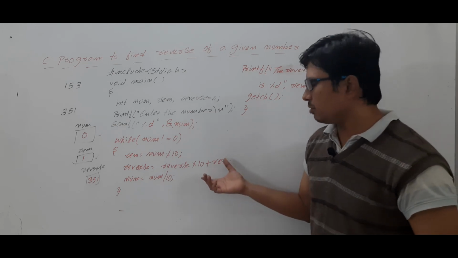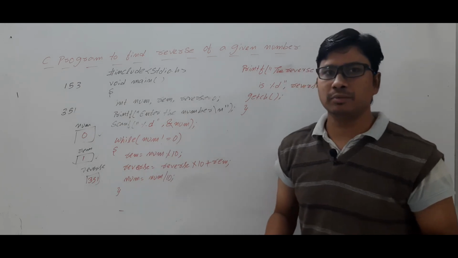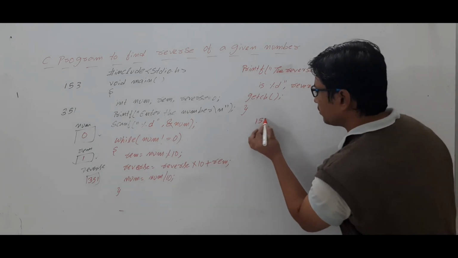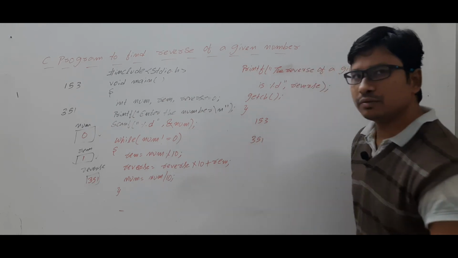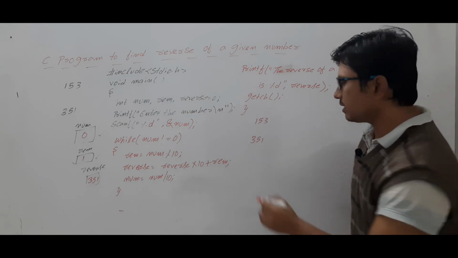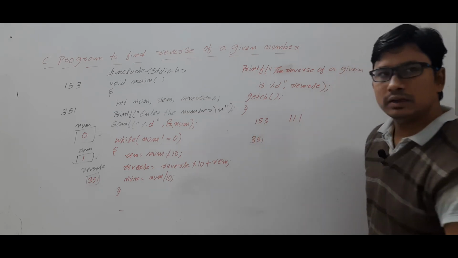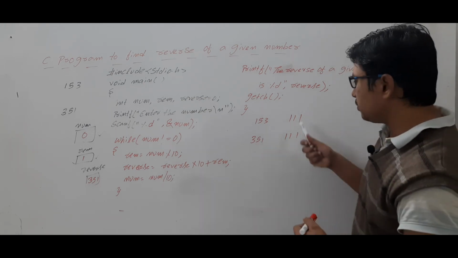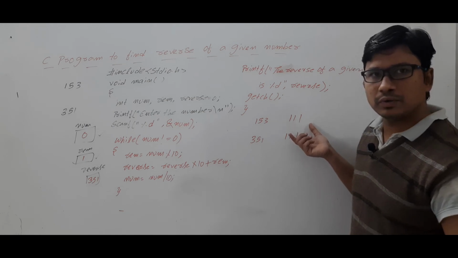Even with this program, you can extend it a little bit and check whether the given number is palindrome or not. What is a palindrome? If you take the number 153, you find the reverse of it. If the reverse is equal to the given number, then you can say that it is palindrome. Let's take 111. If you reverse it, you will get 111. So the reverse and the original number are equal, then you can say it is a palindrome. Are you able to understand it or not?